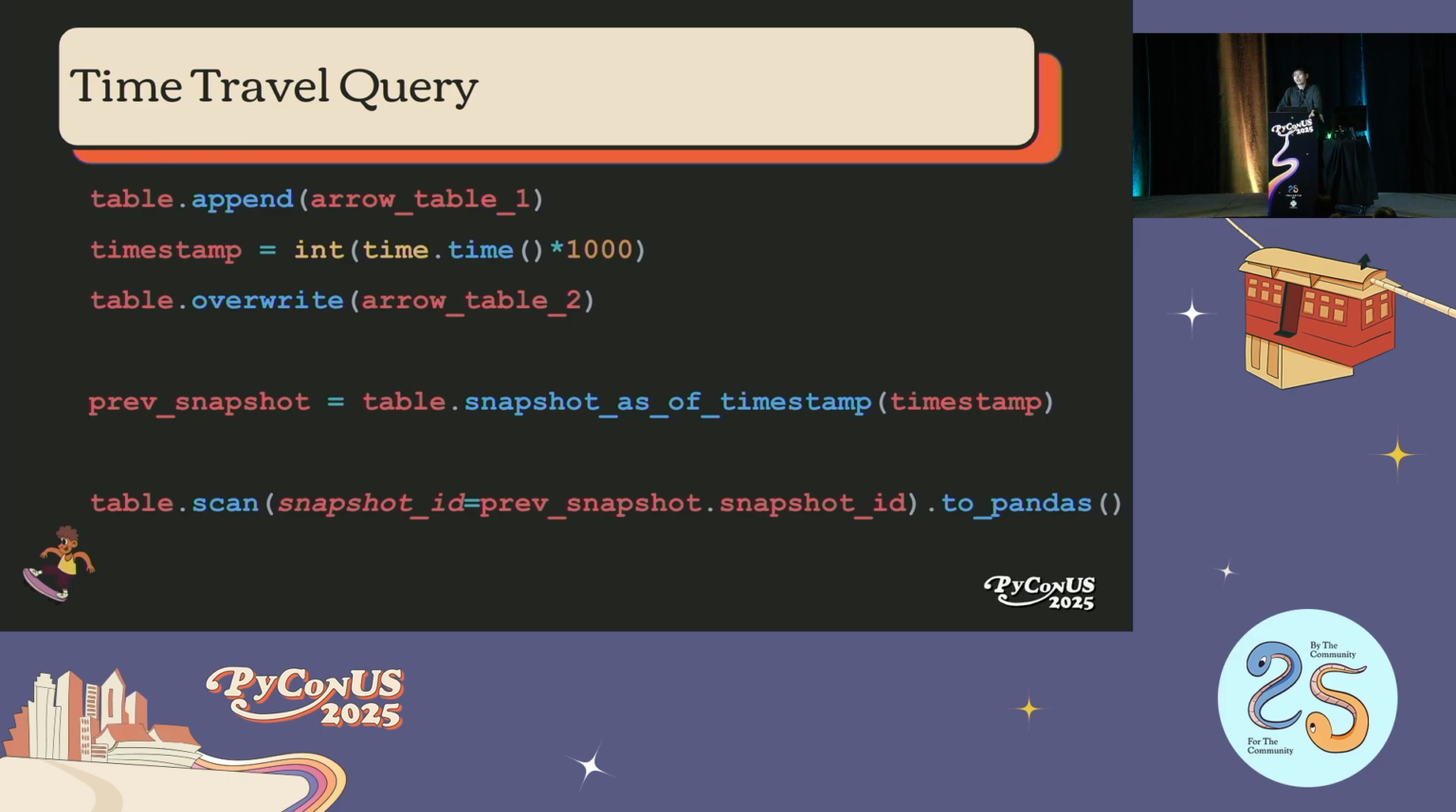But now, let's say I want to query my table at the stage before the override happens. What should I do? I should use the snapshot as of timestamp API. I give it a timestamp, and this API will return me the closest snapshot before that timestamp. So I get the previous snapshot, and during the table read, I just give it the snapshot ID, and the table read will be held against the table at that previous stage.